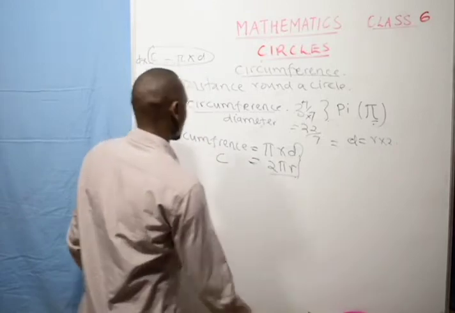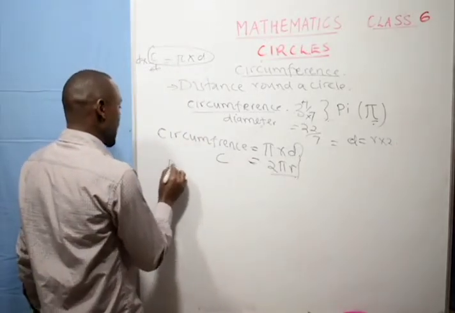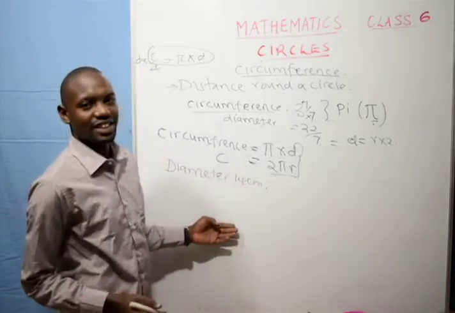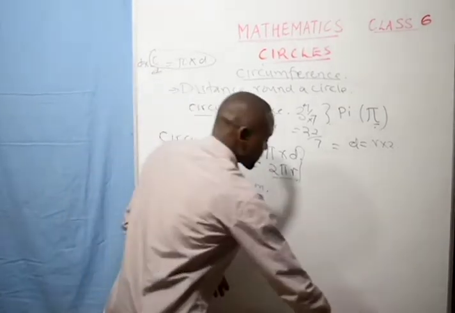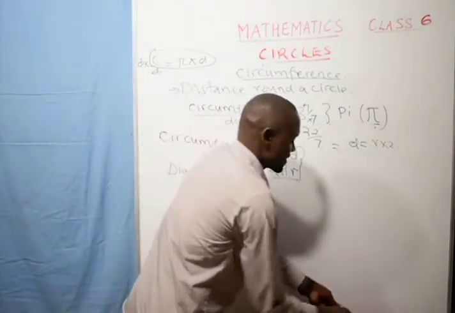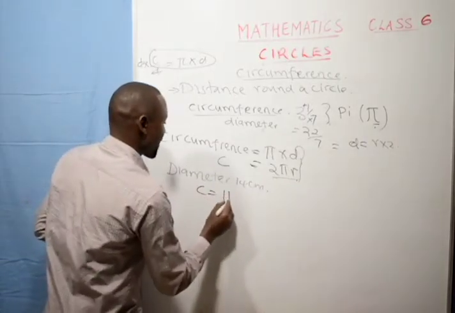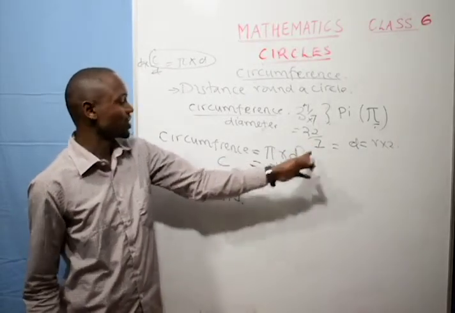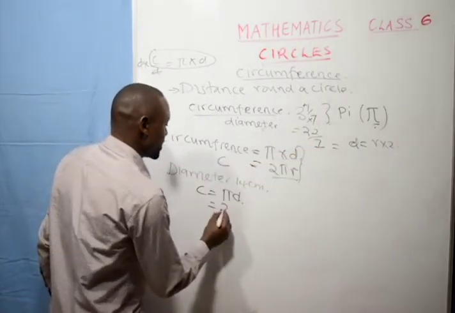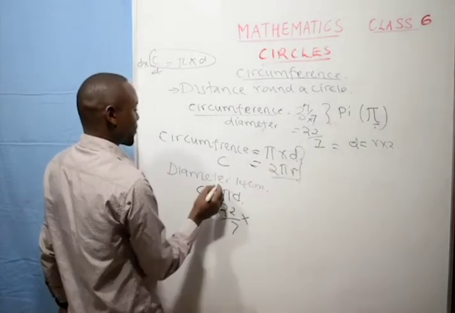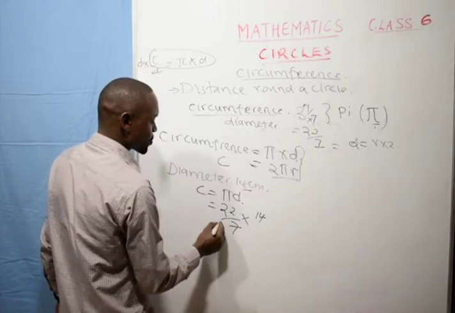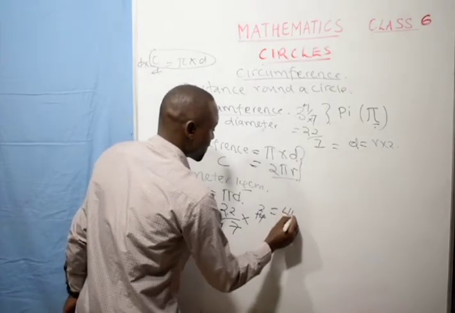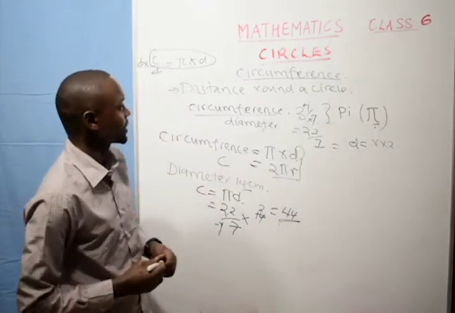For example, a bicycle wheel has a diameter of 14 centimeters. What is its circumference? We say that circumference is equal to pi times diameter. And I say pi is 22/7. That is a constant, it will never change. So the circumference of this circle will be 22/7 times the diameter, whereby diameter is 14. Simplify by 2, 1. By 7, 1. By 7, 2. So 2 times 2, which is 44. That is how we work out the circumference of a circle.